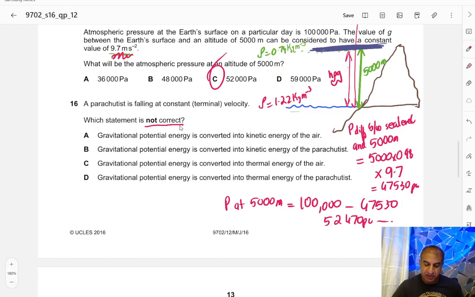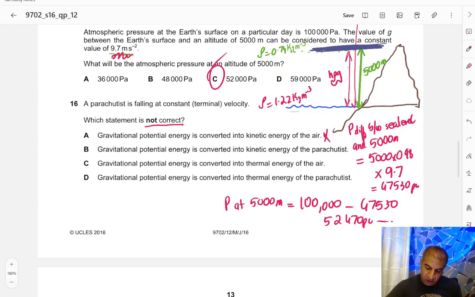Air ki kinetic energy mein to fark aayega. So we need to be careful with the impulse. So we should not be impulsive. So this cannot be the right answer, because we have to talk about the parachutist. The gravitational potential energy is converted into kinetic energy of the parachutist.